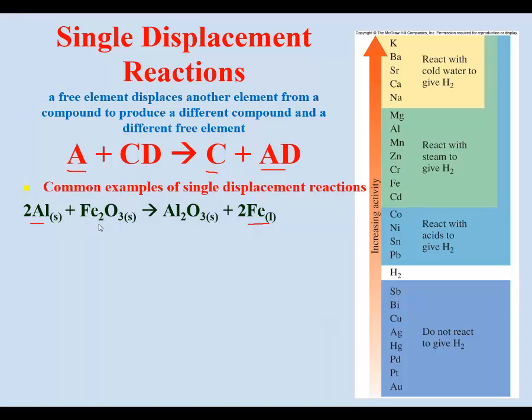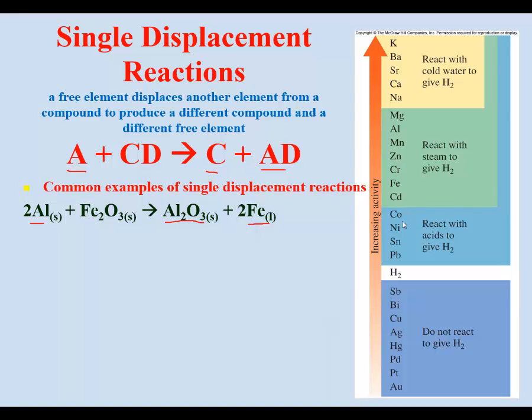So the iron(III) oxide ends up with iron being displaced, and we end up with aluminum oxide as our product. This follows the form of A, which is aluminum, C, which is the iron(III) cation, D, which is the oxide anion, forming C, which is the elemental iron, and A and D, which is your aluminum oxide. So that's following this form. So this is single displacement. Now to predict that this would occur, we look at the metal activity series list.